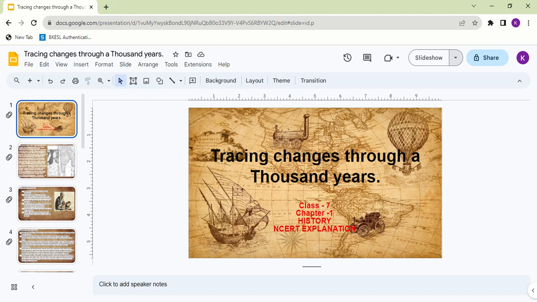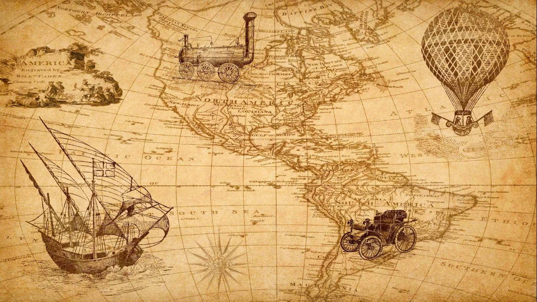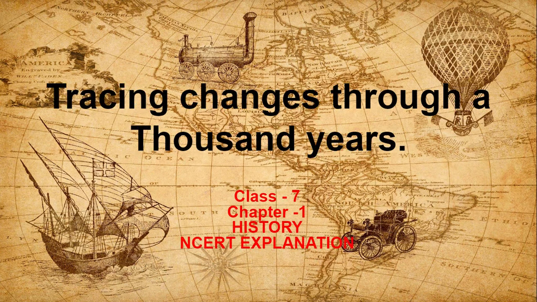In this video, we are going to discuss Class 7, Chapter 1 History. Name of the chapter is Tracing Changes Through 1,000 Years. So, let's start. Okay, so what is tracing changes through 1,000 years? It means that we trace changes through 1,000 years.